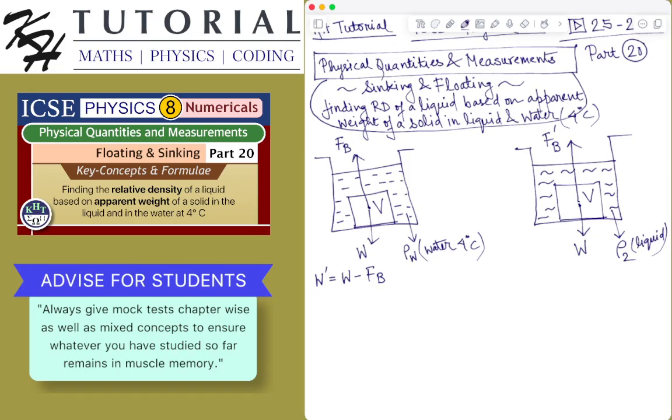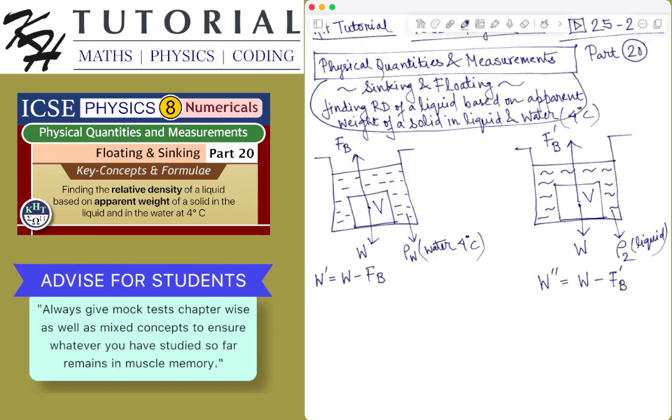So the idea is, what will be the relative density of the liquid? It will be the mass of a certain volume of the liquid divided by the mass of the same volume of water at 4 degrees centigrade, and we will consider the volume of the solid to be that volume. Let's say for the liquid on the right hand side, I am considering W double dash to be the apparent weight of the body in the liquid. So this will be W minus FB dash, where FB dash is the upthrust acting on the body when it is inside the liquid, and the liquid has density rho 2. We are given W dash and W double dash. From these two data, how do we find the relative density of the liquid?